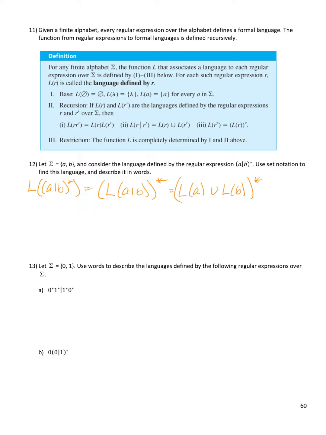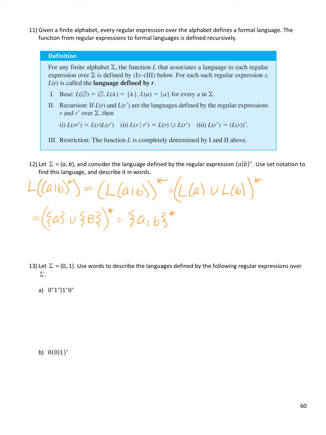And then I have this rule that says the language of an element is just the set with that element in it, for any element in sigma. A and B are both elements of sigma. So the language of A is just the set {A}, unioned with the set {B}, and I want to take the closure of that. And then set {A} unioned with set {B} is the set {A, B}, and take the closure of that.